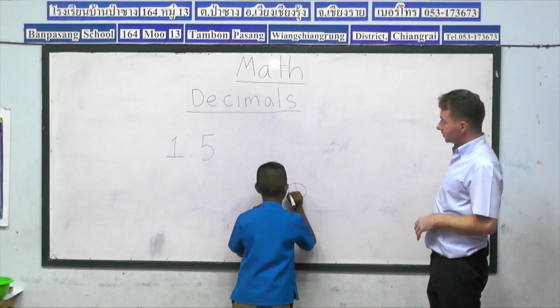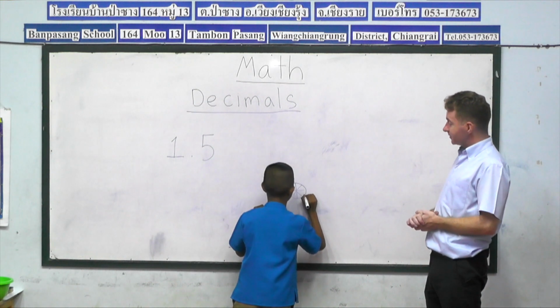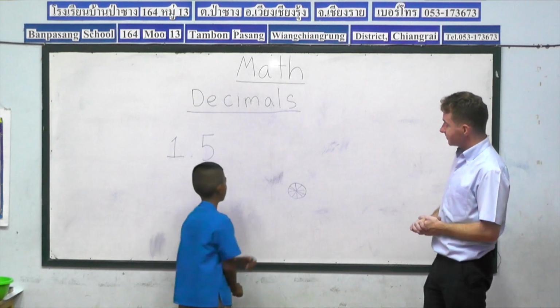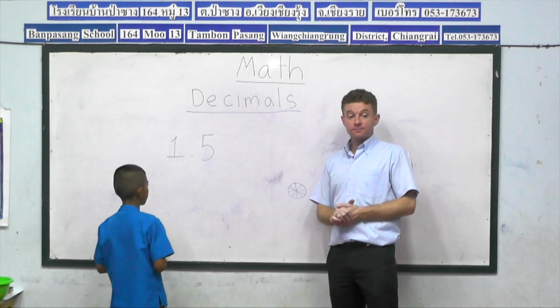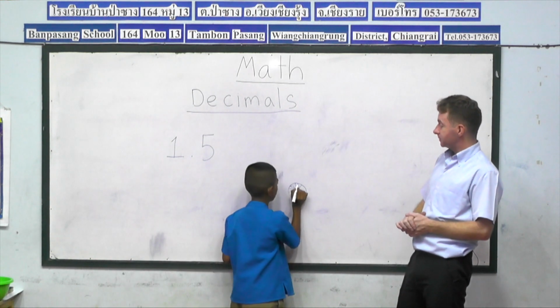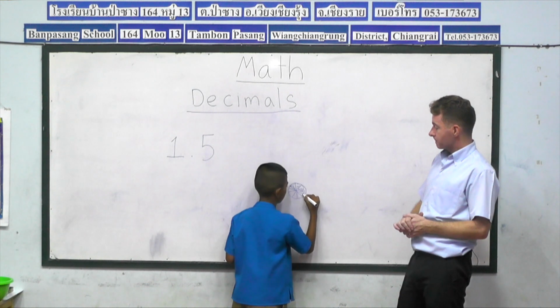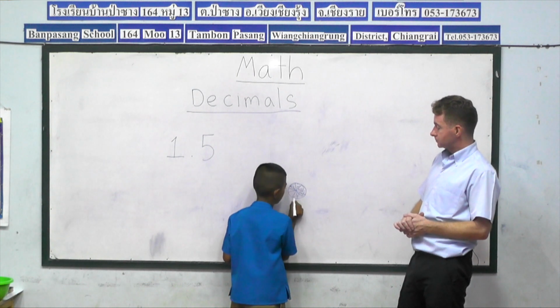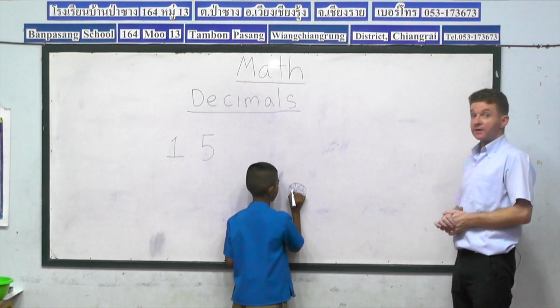2, 4, 6, 8, 10. Well done, Pat. And because it's the whole, how many parts coloured, guys? All of them. All of them, all 10. We can colour it in completely. Well done. So we've got our whole figured out now.